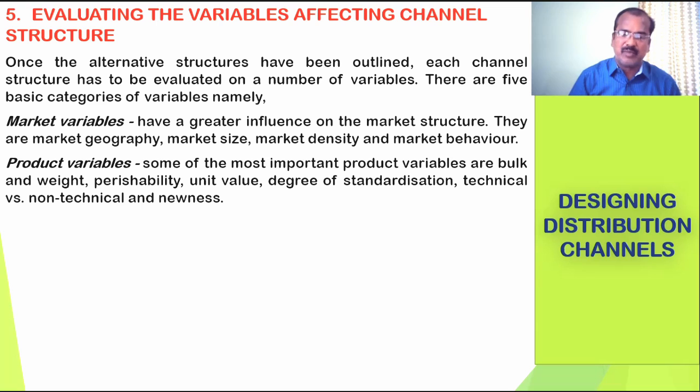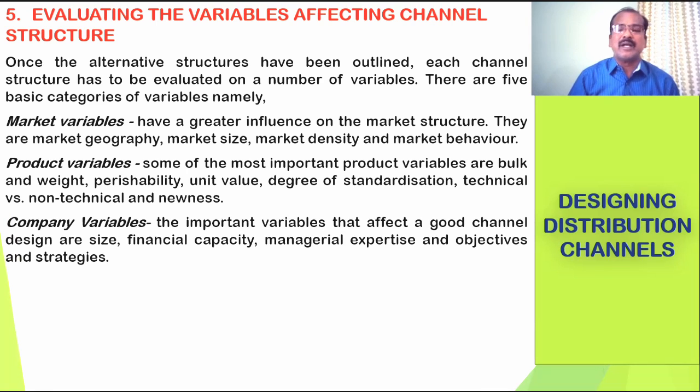The second set of variables are product variables. It speaks about the weight of the product, perishability, unit value, degree of standardization, whether it is a technical product or a non-technical product, whether it is a new product or an old product. So these aspects related to the products will also be considered for evaluating the channel structure. The third one is company variables. It speaks about the financial capacity of the company, the size of the company, managerial expertise of the company, and the objectives and strategies the company practices.